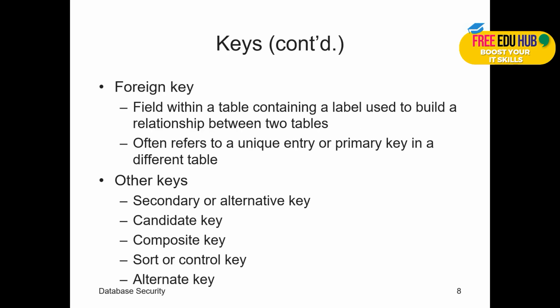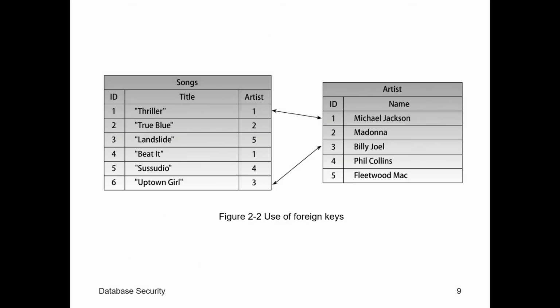A foreign key is a field within a table containing a label used for the relationship between two tables, often referring to the unique entry of a primary key in a different table. So the primary key of one table, if it goes to another table in order to build a relationship, is called a foreign key. Other keys are secondary or alternative key, candidate key, composite key, etc. You might have heard of them.